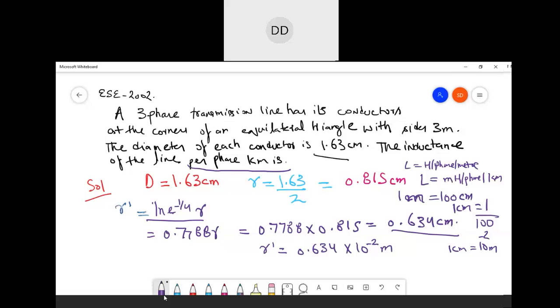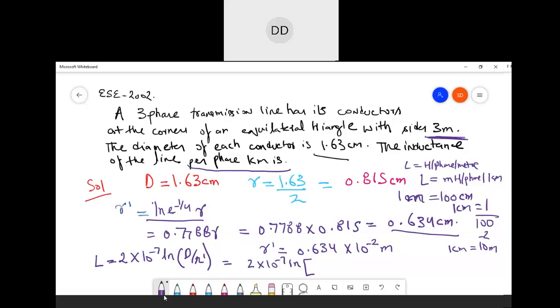Now we know the formula for the per phase inductance that we saw previously: 2 into 10 power minus 7 ln of d by r dash. So we write straight away 2 into 10 power minus 7 ln of, the value of d, which is 3 meter. You can see over here, d is given as 3 meters.